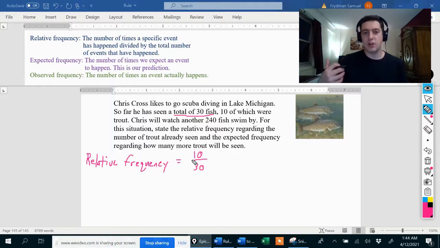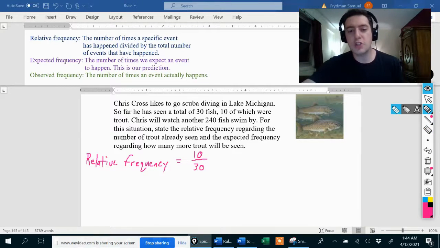And like we saw in the last video, in order to make a prediction, we need to take the probability and multiply by the number of attempts. In this problem, what we mean by the number of attempts is the number of fish that Chris is going to see. So he's going to stay in the water for a while. He likes scuba diving. And he wants to watch another 240 fish go by. So we want to make a prediction. Out of those 240 fish, what's the best prediction we can make for how many of them are going to be trout? Well, I'm just going to use strategy 1 from the last video.